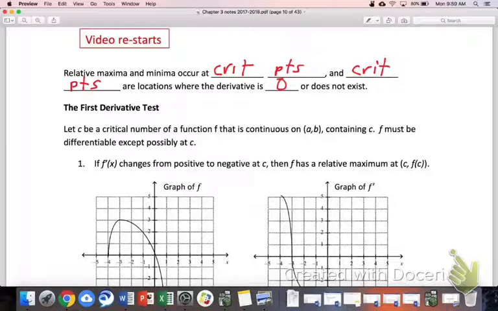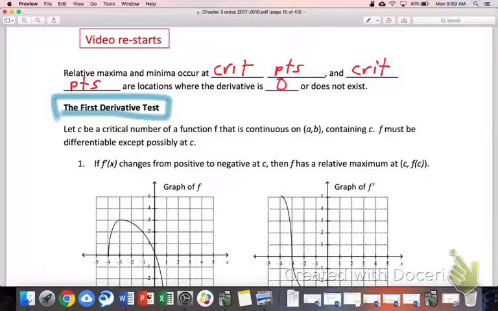So the first derivative test, this is one way of discovering and justifying relative extrema. This is one way of doing it. We'll look at a second way later on. So the first derivative test is essentially what you think it would be. It's a testing of the first derivative. It's saying, what is the behavior of the first derivative? Does it go from positive to negative or negative to positive, or does it not change signs? And what does that all mean?